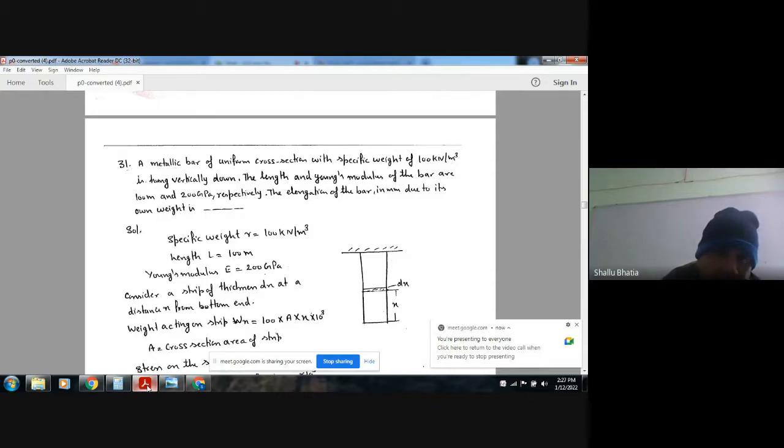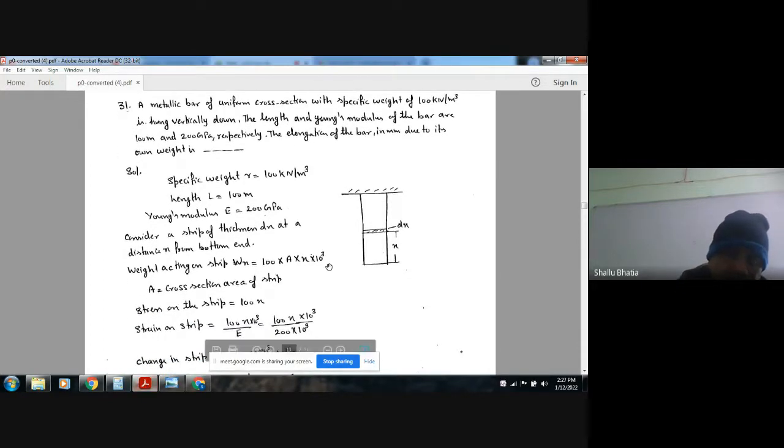Question number 31. A metallic bar of uniform cross section with specific weight of 100 kilonewton per meter cube is hung vertically down. The length and Young's modulus of the bar are 100 meter and 200 GPa. The elongation of the bar in mm due to its own weight is.